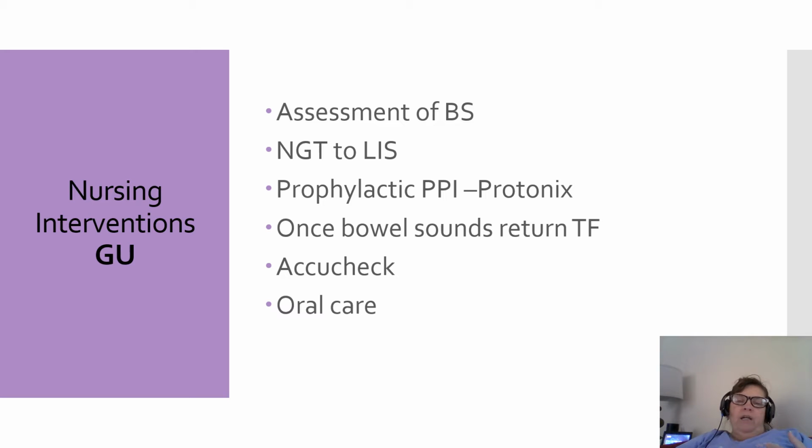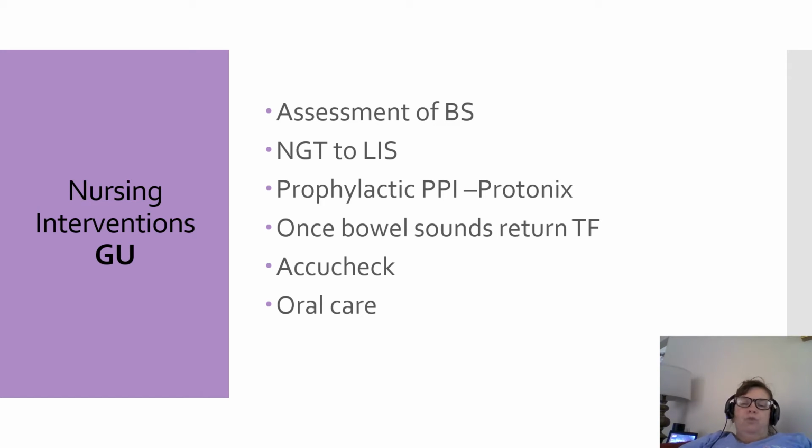This should be GI. I'm going to make sure that I assess their bowel sounds. They may have an NG tube, so I'm going to hook that up to low intermittent suction. Patients in shock have a high metabolic rate, so feeding should be started as soon as possible once bowel sounds are present. And if we're not able to start tube feeding, then we want to consider doing TPN. Prophylactic PPI, proton pump inhibitor, usually that's Protonix.